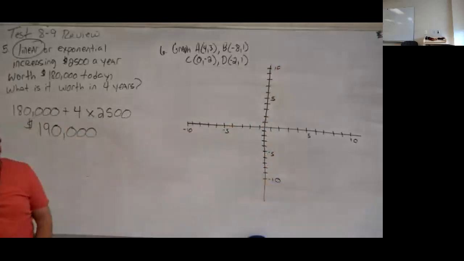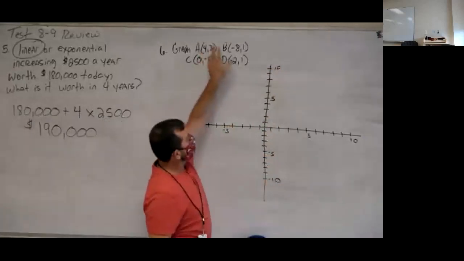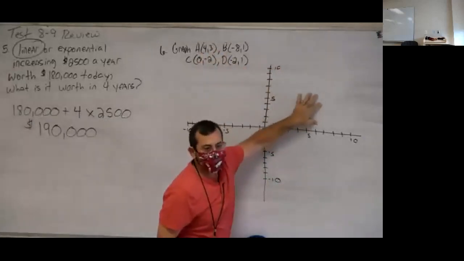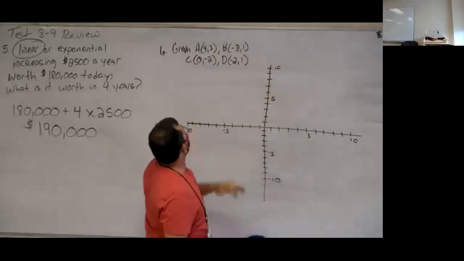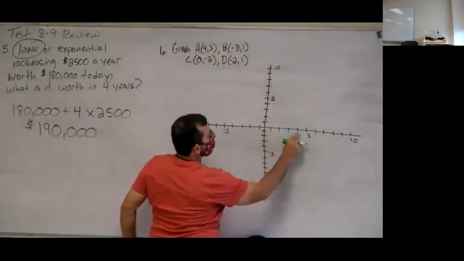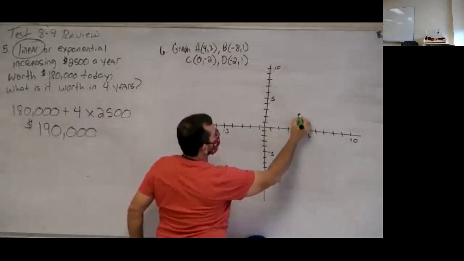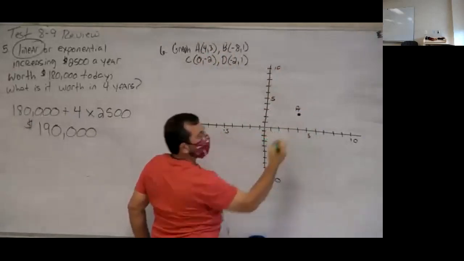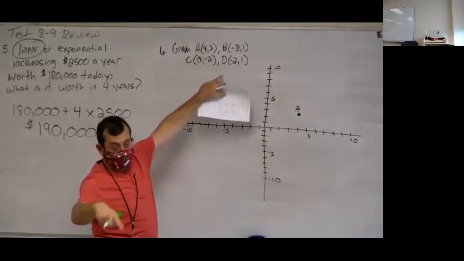So (4, 3). Now, remember, when both these numbers are positive, it's going to be in this first section. Everything's positive: the X's are positive and the Y's are positive. So (4, 3), you would go right 4 and then up 3. 1, 2, 3. So the first number tells me left or right. The second number tells me up or down, okay?